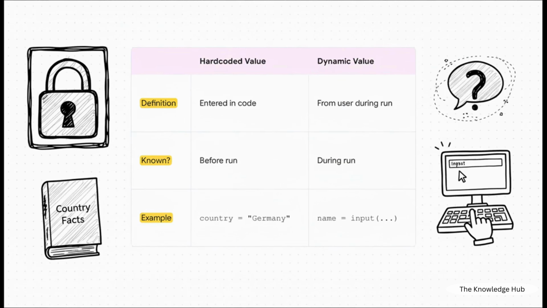Let's really break it down. A hard-coded value, like saying country equals Germany, is known before the program even starts. It's a fact. A dynamic value, on the other hand, is a question mark. We create a variable called name, but we have absolutely no idea what's going to be in it until the program is running and the user tells us. That bit of mystery, that unknown, is exactly what makes our code feel dynamic.